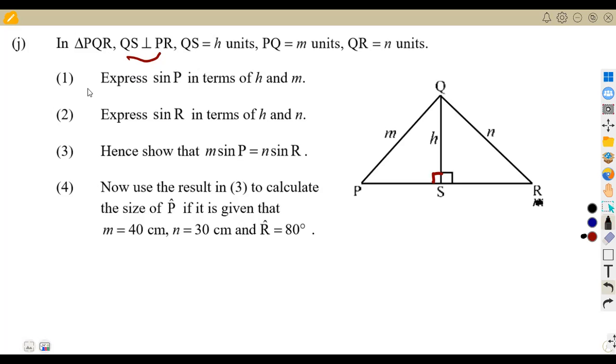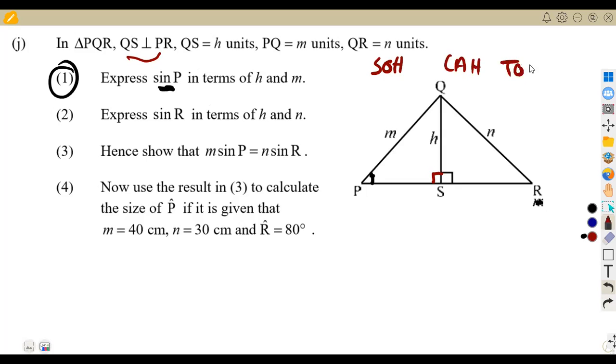Okay, no problem. First question, express the sine of P in terms of H and M. The sine of P in terms of H and M. This is this one, already they told us guys the ratio to use, the sine. So there is just direct SOHCAHTOA. Okay, so that one is very, very direct.